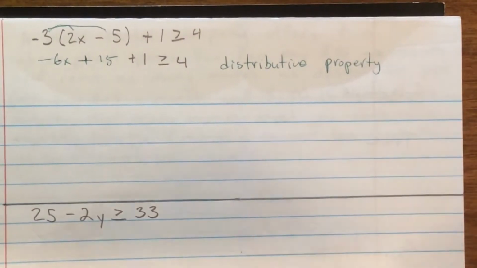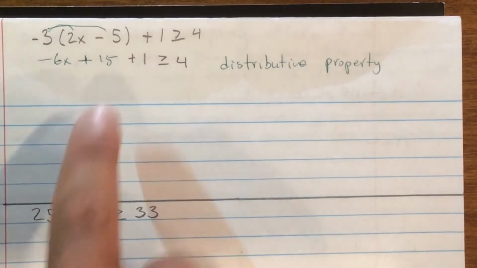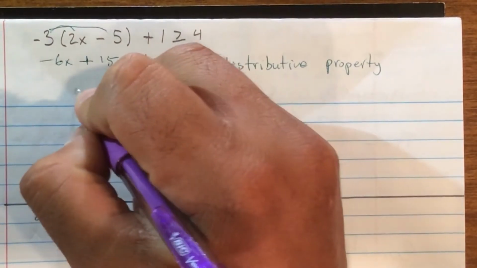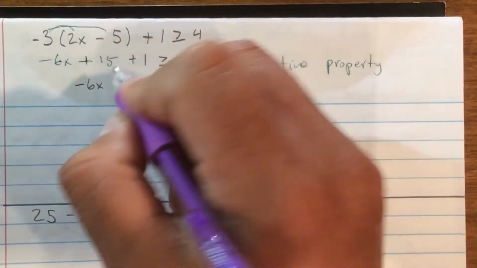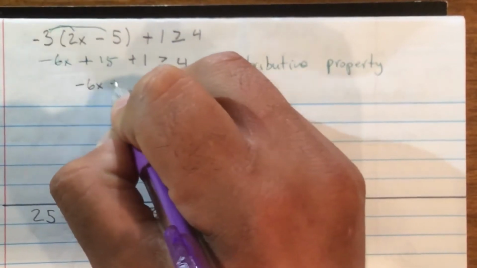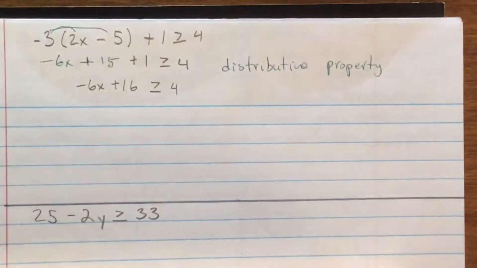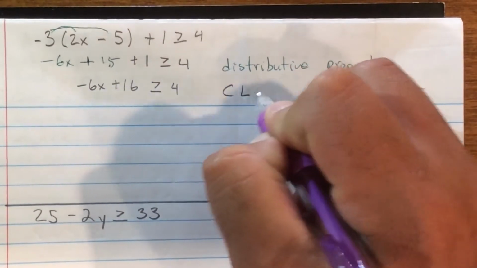All right, so now we're going to combine our like terms because we have our 15 and our 1. So we're going to rewrite this and combine our like terms. We have -6x. 15 plus 1 is 16. And this is still going to be greater than or equal to 4. So this is combine like terms.